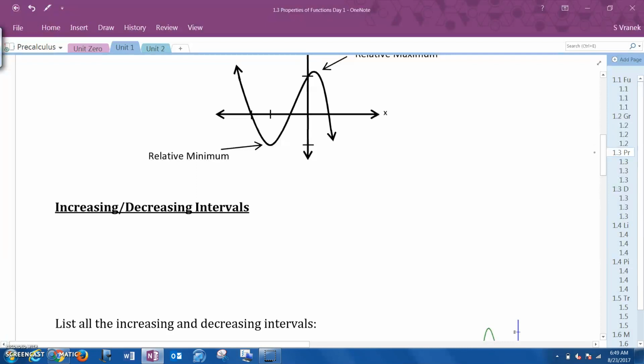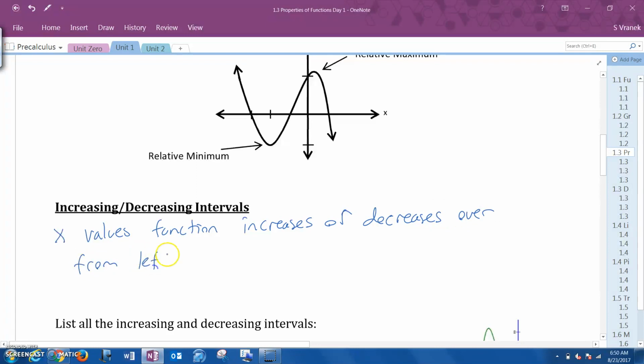So now we're going to talk about increasing and decreasing intervals. It's basically the x values that the function increases or decreases over from left to right. And this is where we use interval notation again. Alright, so let's take a quick look at these types of problems. So if you guys need to keep writing this, just pause the screen because I'm going to keep going.